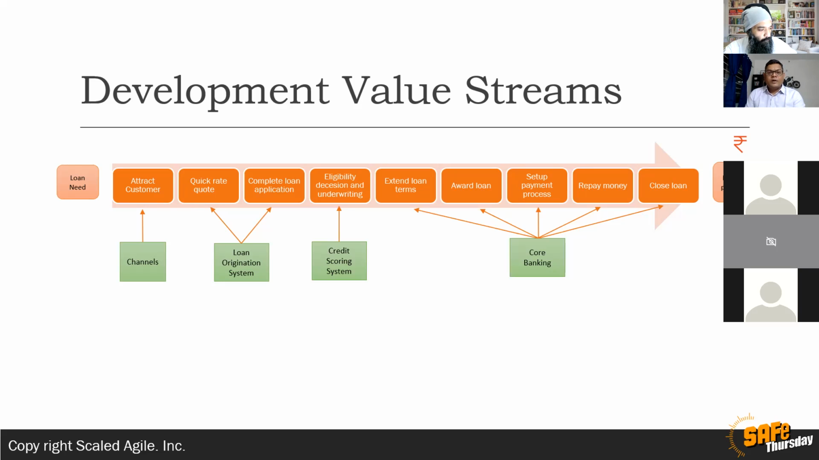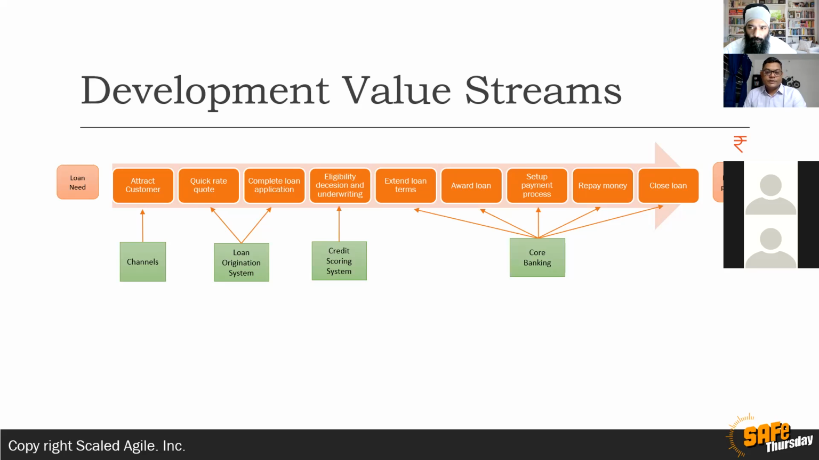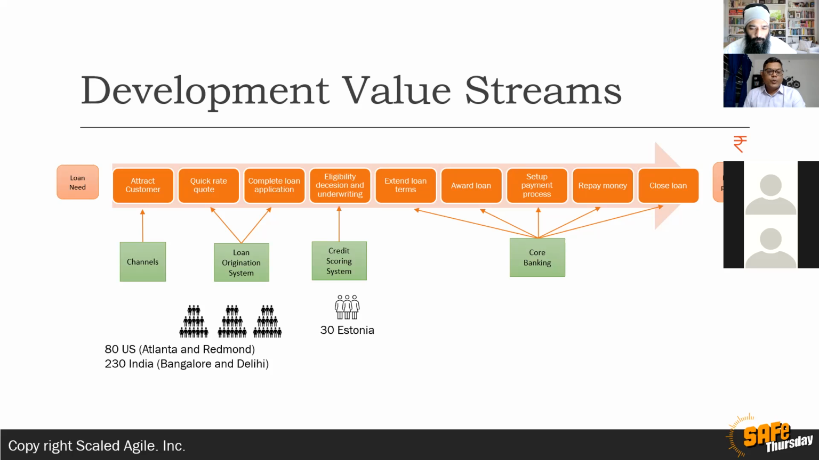Now, in a typical large organization, we will have different teams who are capable of building all these different software systems. Now, let's look at, say, we have 80 people in US, Atlanta plus Redmond, and then we have 230 people in India, Bangalore and Delhi, who are capable of building the channels and loan origination systems. And then we have a team in Eastern Europe, Estonia, who are capable of building the credit scoring system.